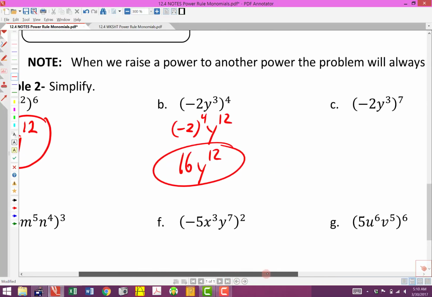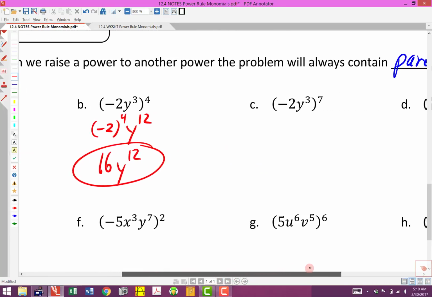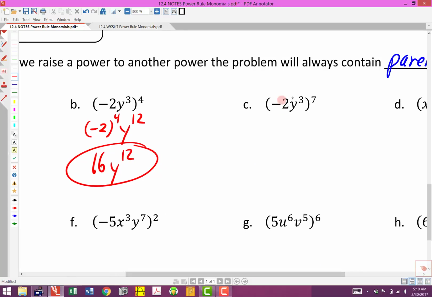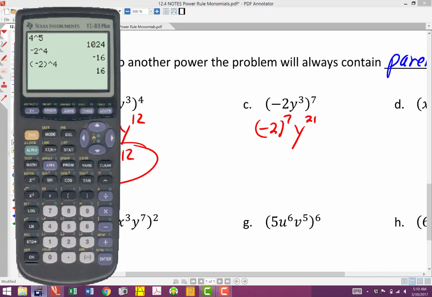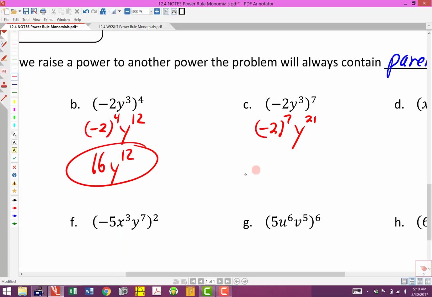So be careful with those negative coefficients and raising them to powers. Then we're going to take a look at this one, same type of thing, negative 2 raised to the 7th, y to the, this is actually easier with the variables, 21st. And again, you'll notice we've got 7 negatives. That's an odd number of negatives, so we should get a negative answer. We'll check this right here. I'm just going to recall that and change the exponent to a 7, so I've got negative 2 raised to the 7th power, and we get negative 128. So negative 128y to the 21st, and there's our answer on that one.